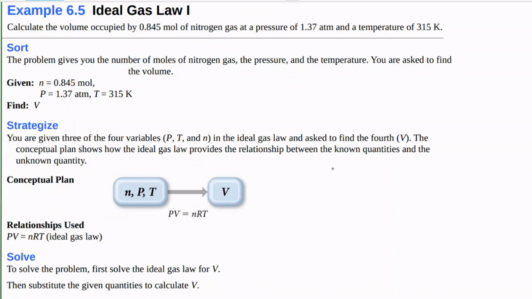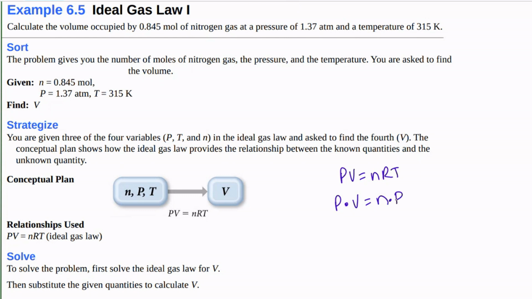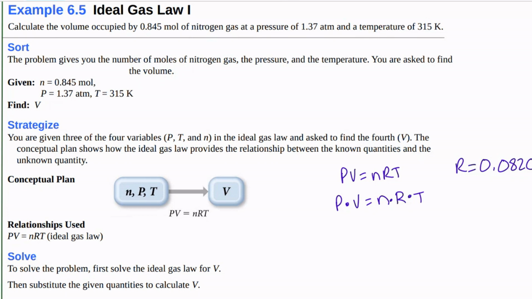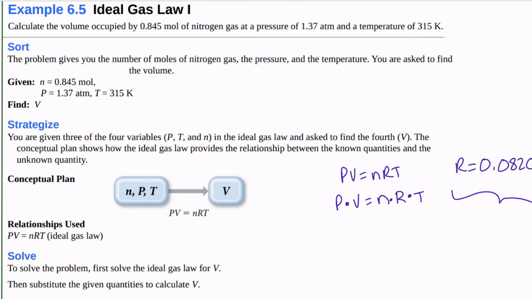So remember, the ideal gas law reads PV equals nRT, where we have pressure times volume equals the number of moles times the gas law constant times temperature. And our gas law constant, R, is 0.08206 liters times atmospheres per mole times Kelvin. Okay, so if we have our units in something similar to liters, atmospheres, moles, and Kelvin, then we're going to use this form of R.